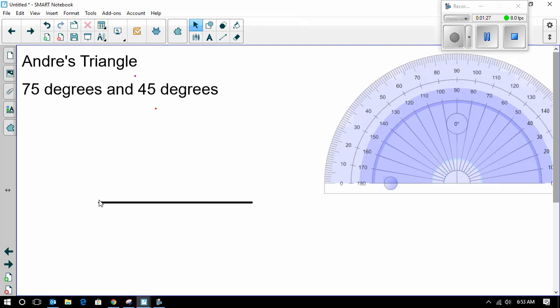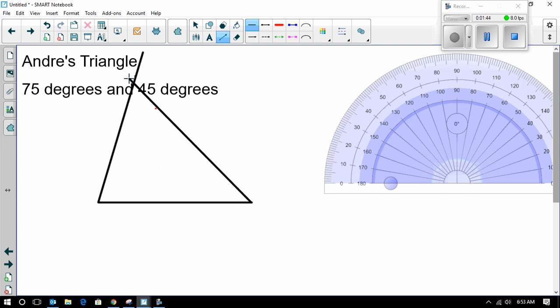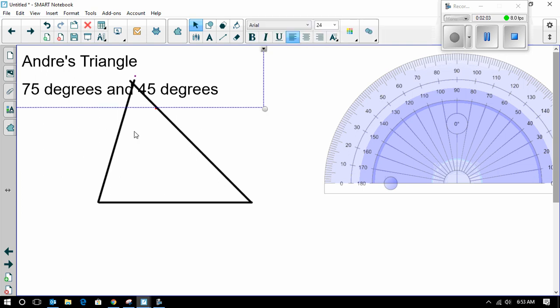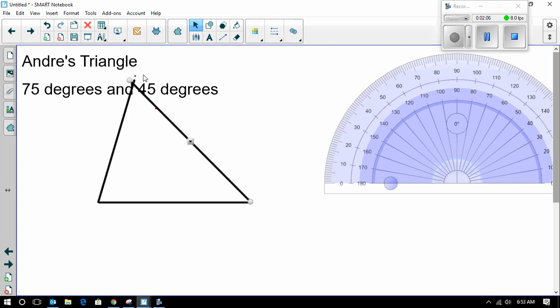And now remember, for our 75-degree angle, I'm going to connect to that purple line there. And then for the 45-degree angle, I'm going to go this way and connect with that red line there. So then I could actually go ahead and make that a little bit smaller. And make sure those segments still line up with those dots.